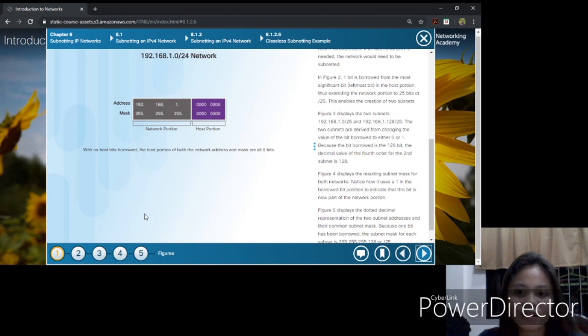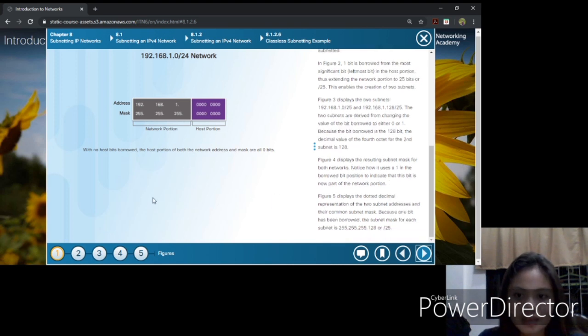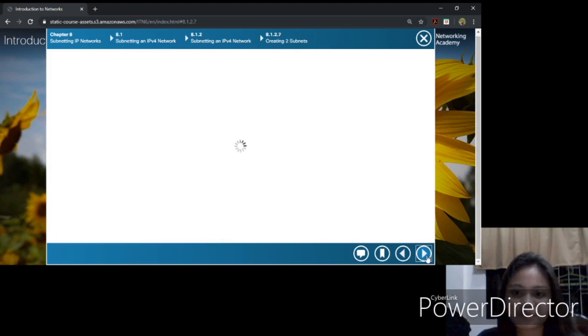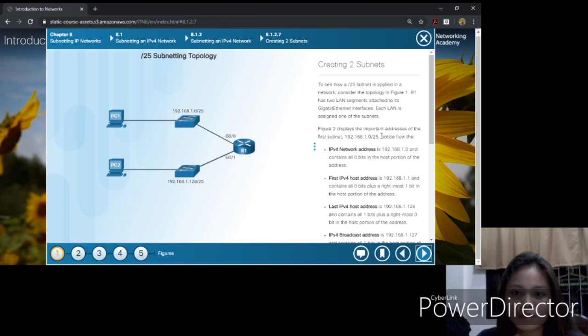The 2 subnets are derived from changing the value of the borrowed bit, either 0 or 1. In the subnet mask for both networks, it displays the resulting subnet mask. It indicates that the bit is now part of the network portion. In the 2 subnetted addresses, their common subnet mask has 1 bit that is borrowed from the host portion for each subnet. So creating 2 subnets, each LAN on the gigabit interface is assigned one of the subnets.